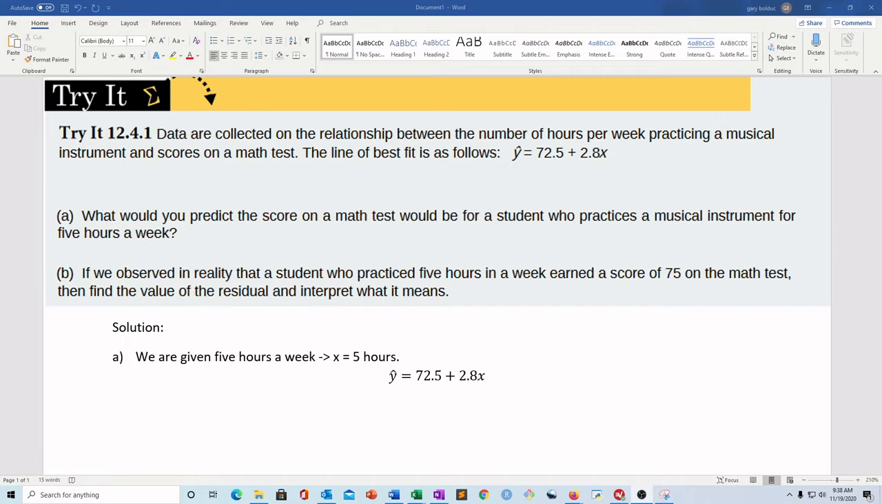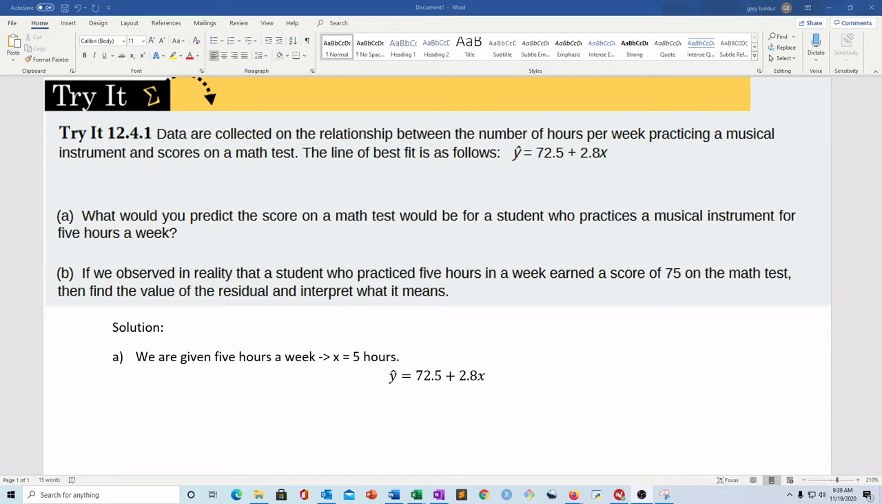Hi everyone, in this video we're going to be going over the try it in the reading for Module 12. So this has two parts to it. The first part asks us to predict a score on a math test for students who play musical instruments.